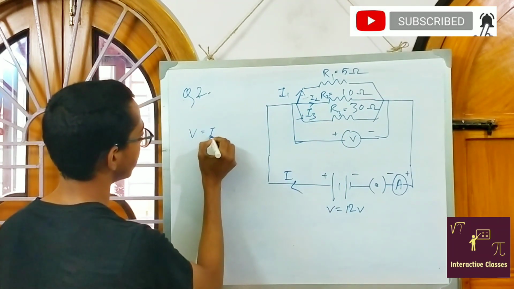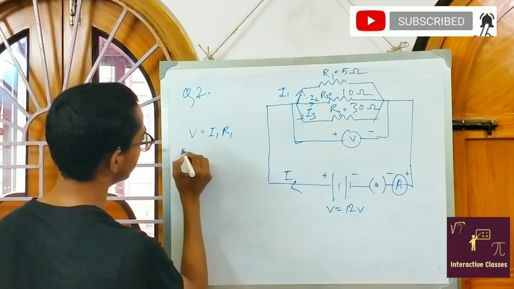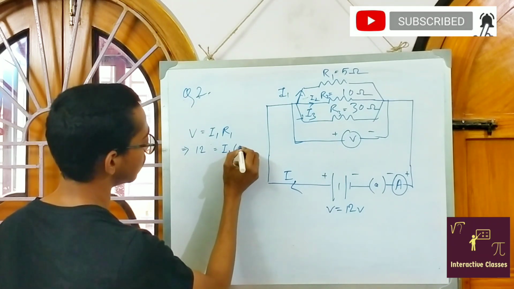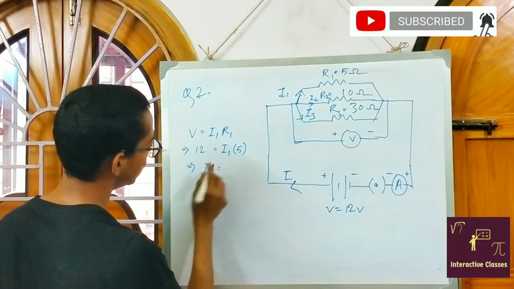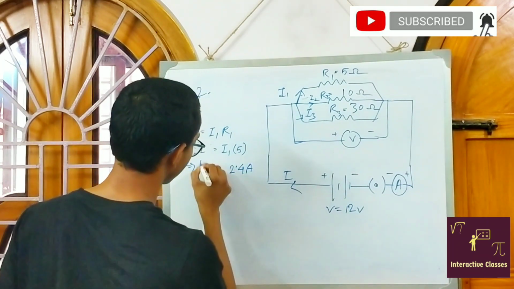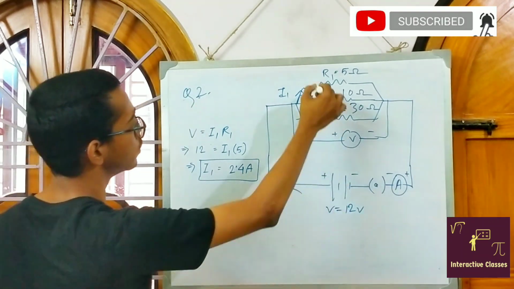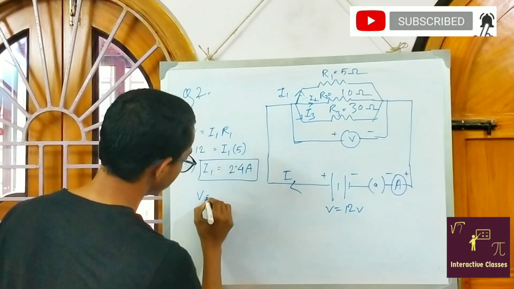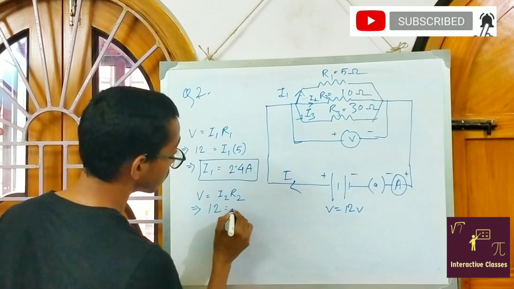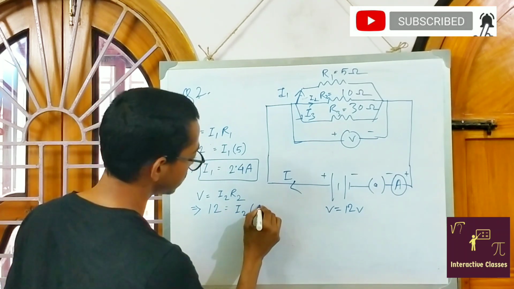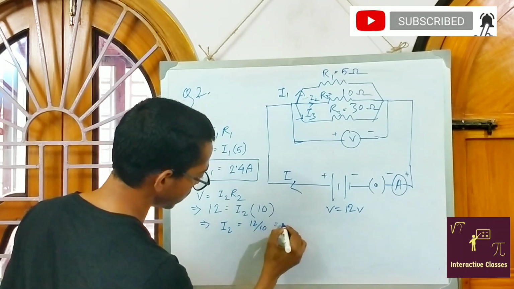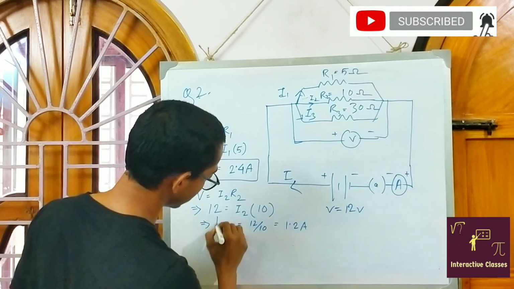So V is equal to I1 R1, and the voltage remains the same. For the first resistance we have V equal to 12, I1 we need to find out, R1 is 5. So we divide 12 by 5, and we get 2.4 ampere. This is the current flowing through the first arm. For the second arm, V is equal to I2 R2. Voltage remains constant at 12, current I2 we need to find out, and resistance is 10 ohm. So I2 is 12 by 10, that is 1.2 ampere.